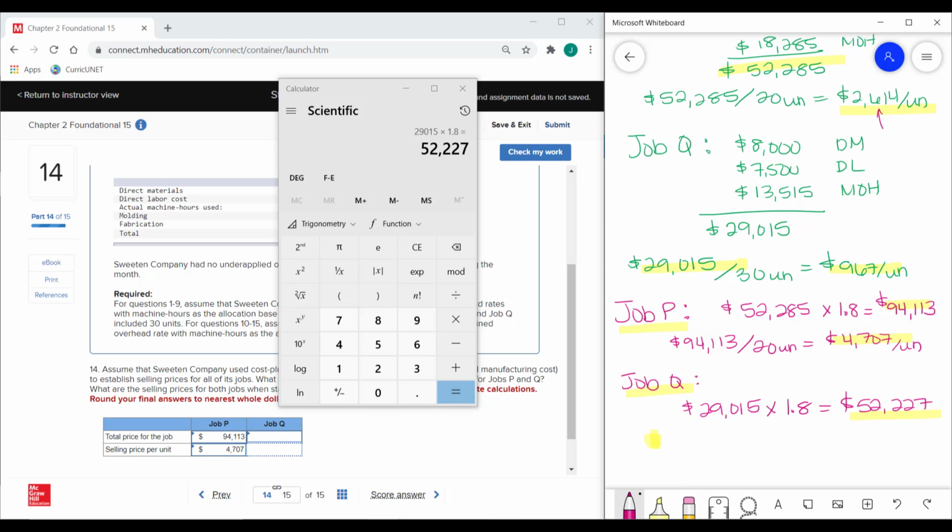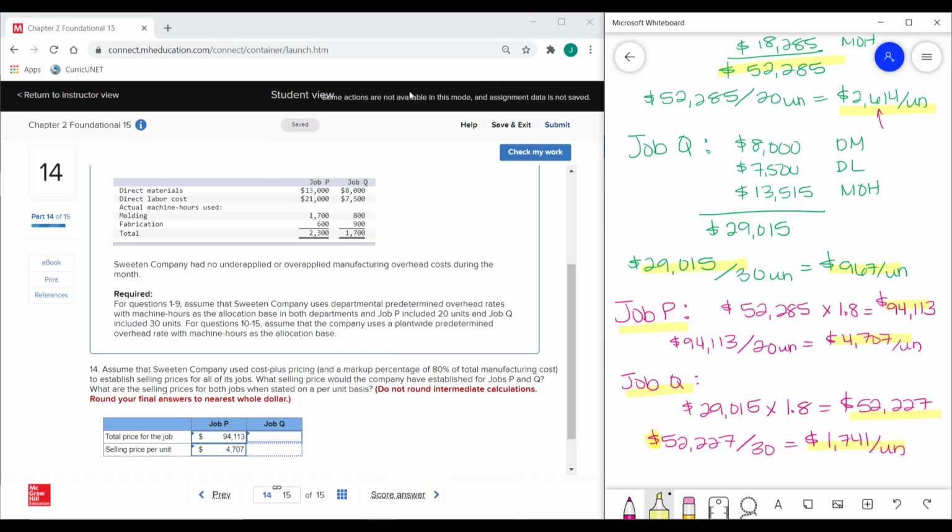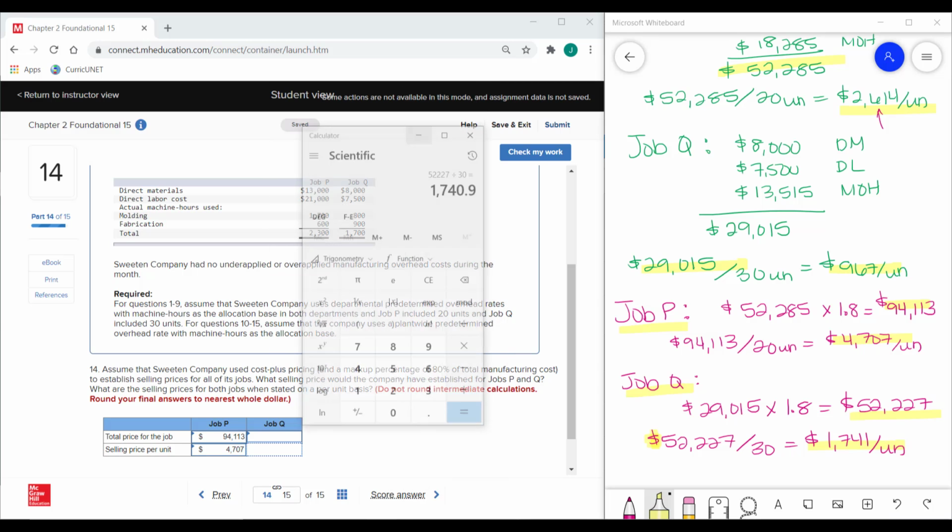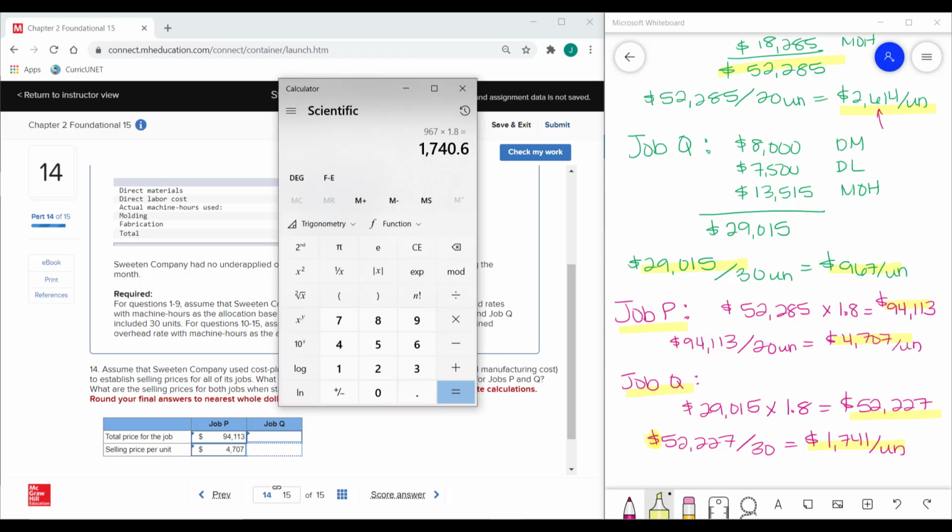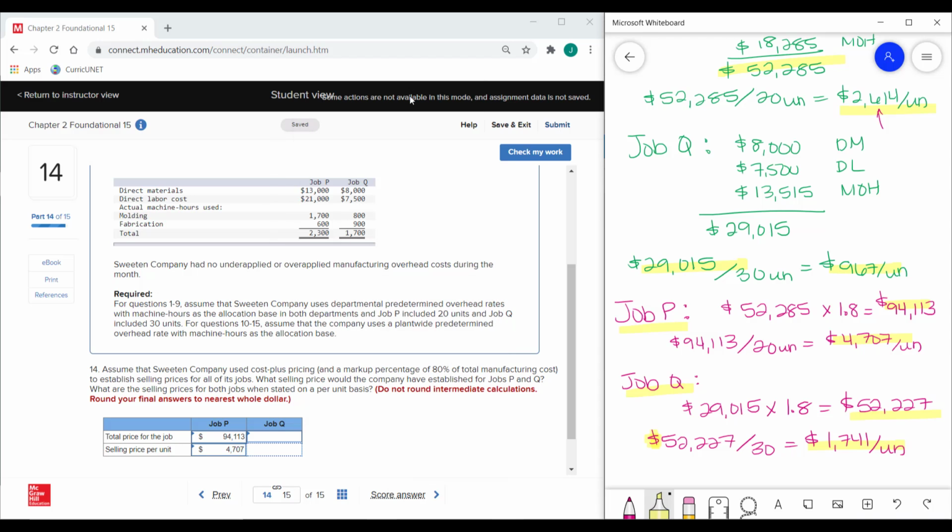Now, if we want to know what to sell each unit for, we can take that total selling price of $52,227 and divide that by 30 units. And then we get $1,741 per unit for our selling price. What else could we have done? We could have also taken that cost per unit of $967 and multiplied that by 1.8 to get the same answer. All right, so based on a markup percentage of 80%, we should be selling the entire job for $52,227, or be selling each unit for $1,741.